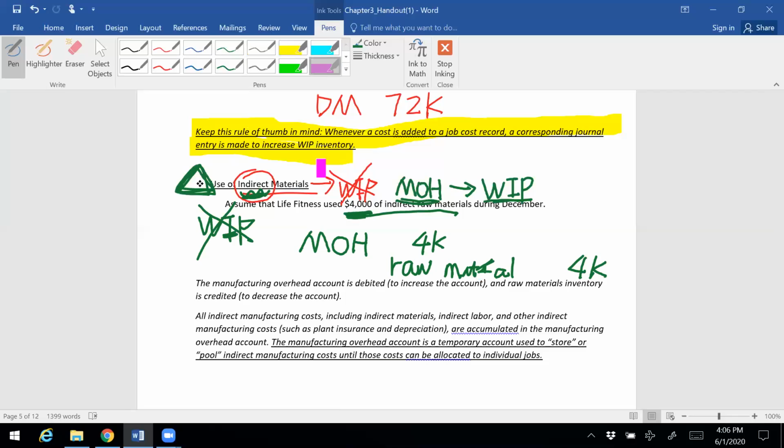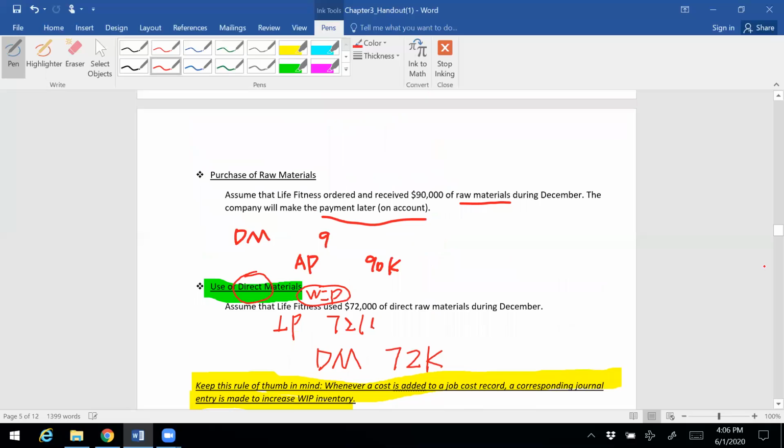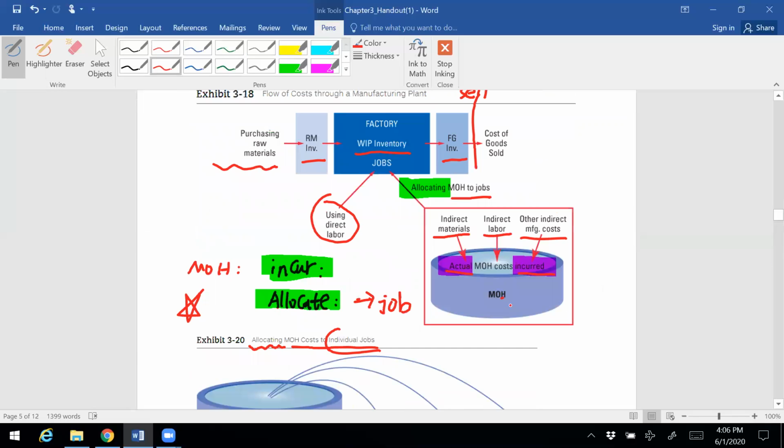You increase the manufacturing overhead first when it incurs. When our manufacturing overhead incurs, you increase your manufacturing overhead swimming pool. When you have indirect material, you debit manufacturing overhead. When you allocate it, you increase your work in process for that specific job.